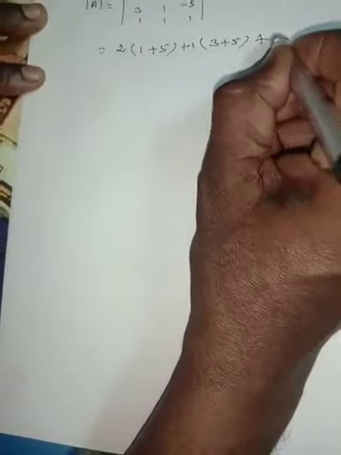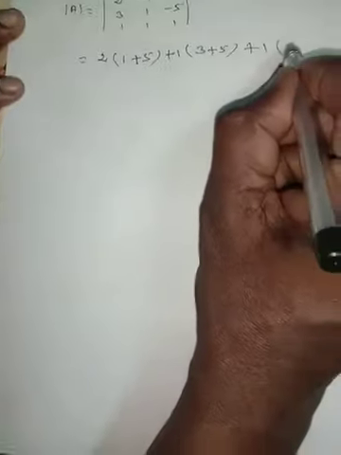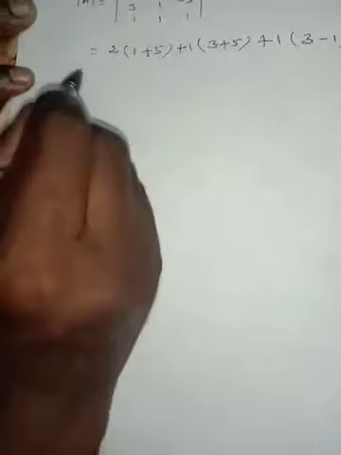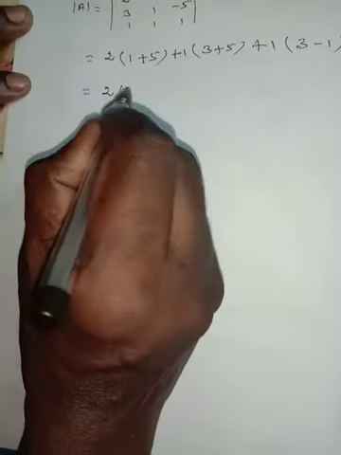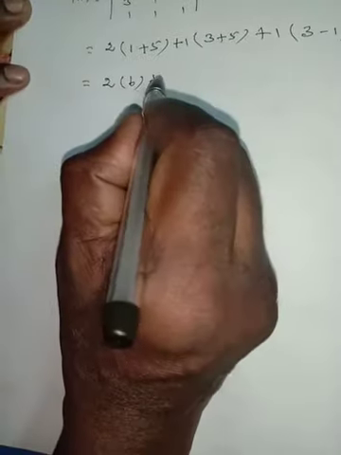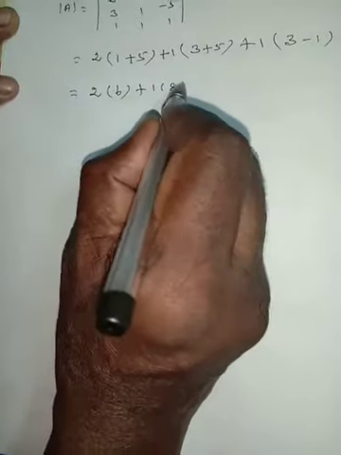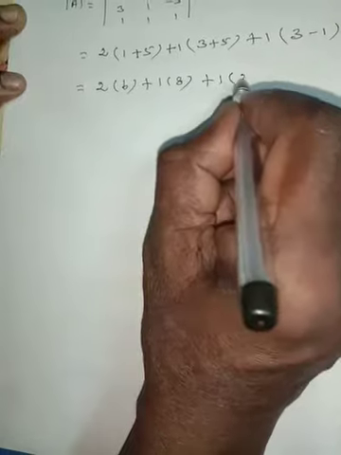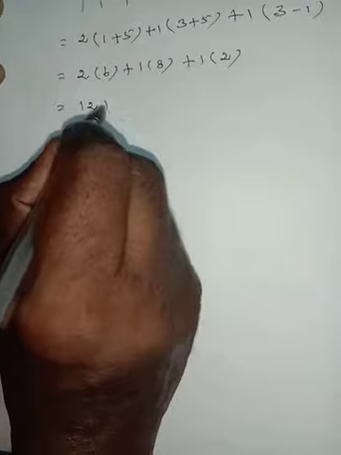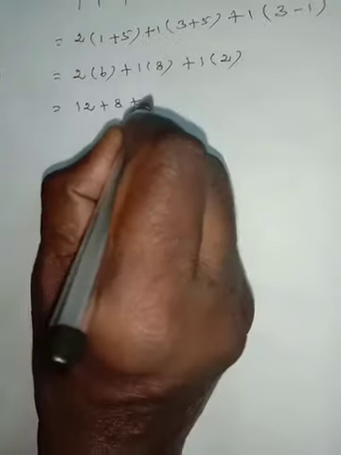Plus 1 into, delete first row, last column, so 3 minus 1, 3 minus 1 is equal to 2 into 6 plus 8, 1 into 8, plus 1 into 2. 2 sixes are 12, plus 8, plus 2 is equal to 22.